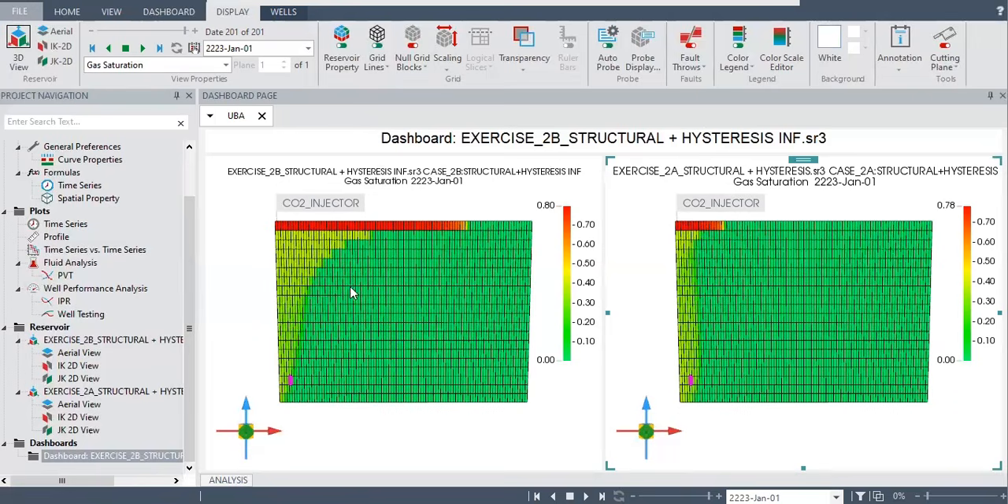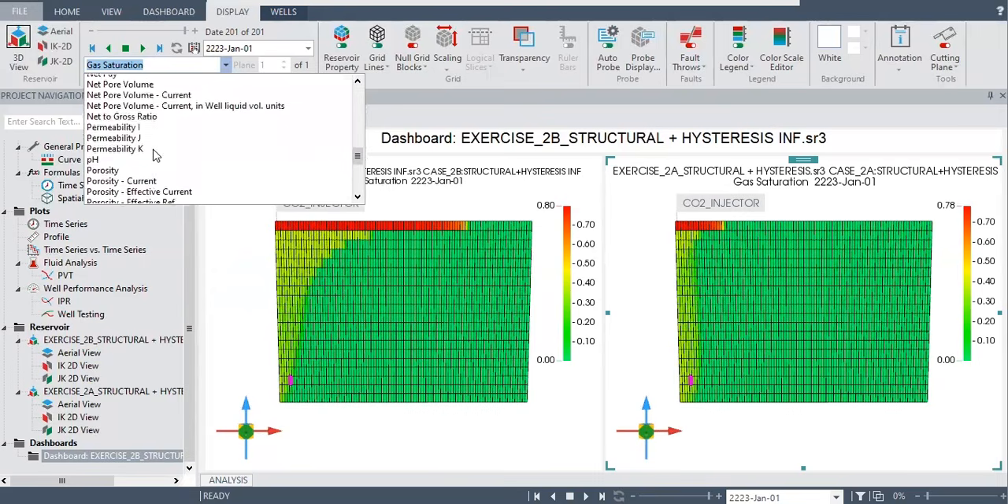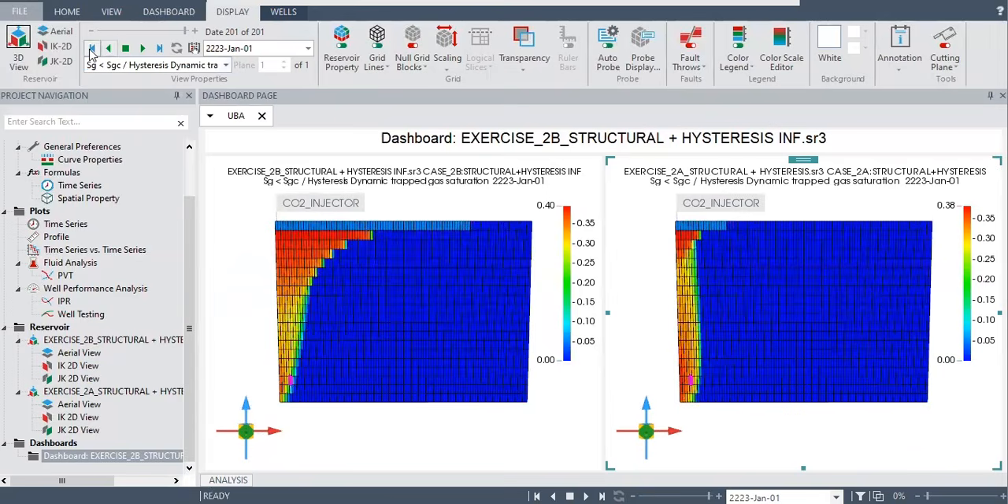But because on the left we have an infinite aquifer, with infinite volume, the CO2 plume tends to extend and migrate farther. But still we have some CO2 trapped because of residual trapping, the yellow color. Very different, right? And gas saturation below the critical gas saturation, or hysteresis trapping, is very different as well. Go back to the start.